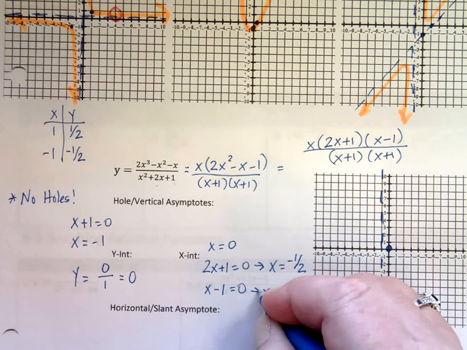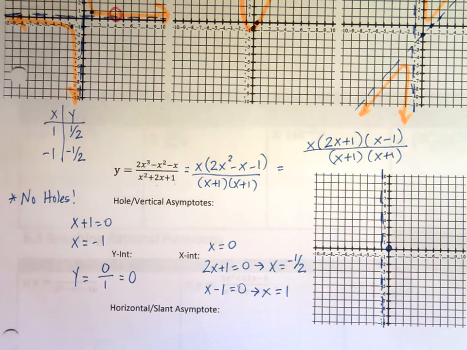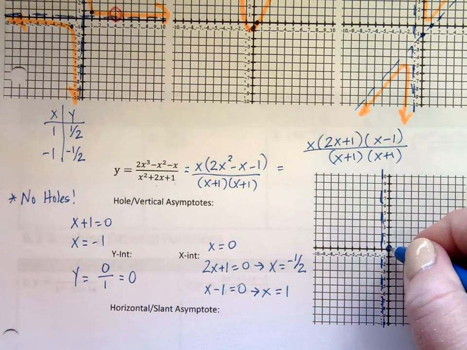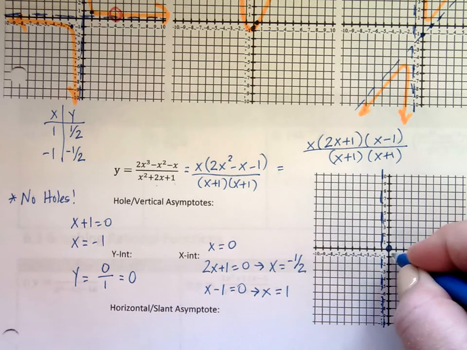So let's put them on there. Well, the 0 is already there from the y equals 0. Negative 1/2 is, oh gosh, can I even fit that in there?